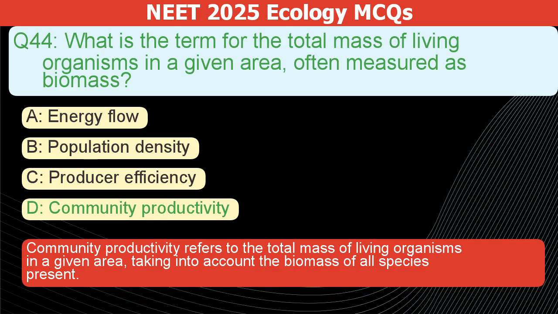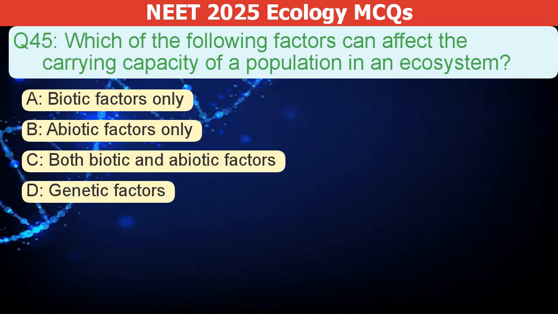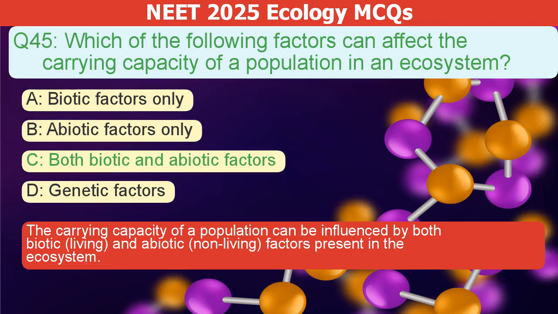Which of the following factors can affect the carrying capacity of a population in an ecosystem? A. Biotic factors only. B. Abiotic factors only. C. Both biotic and abiotic factors. D. Genetic factors. The correct answer is C. The carrying capacity of a population can be influenced by both biotic, that is, living, and abiotic, that is, non-living, factors present in the ecosystem.